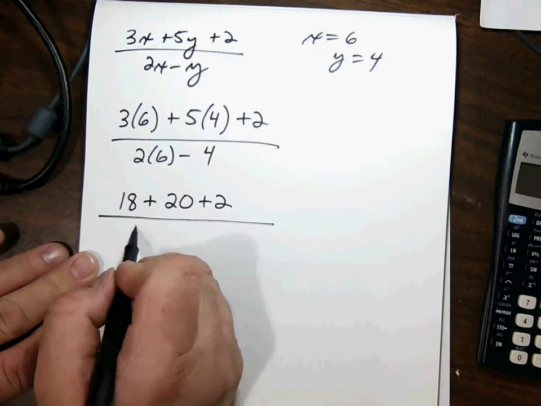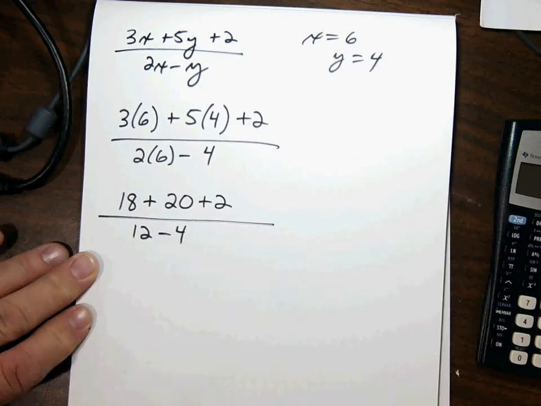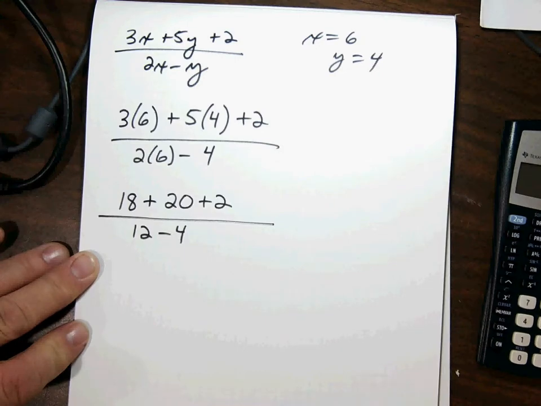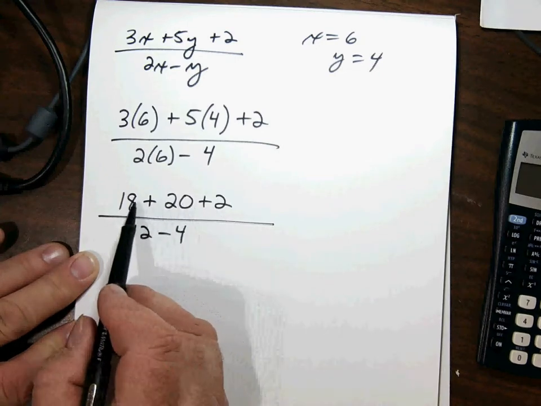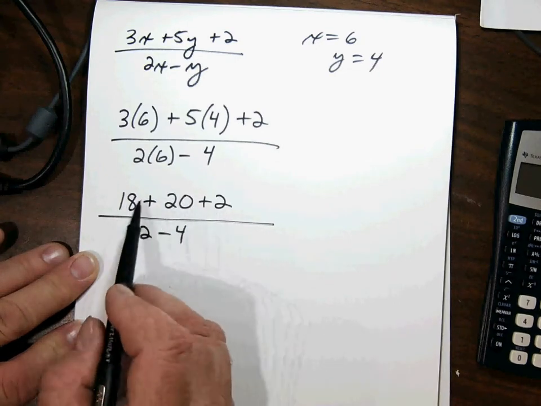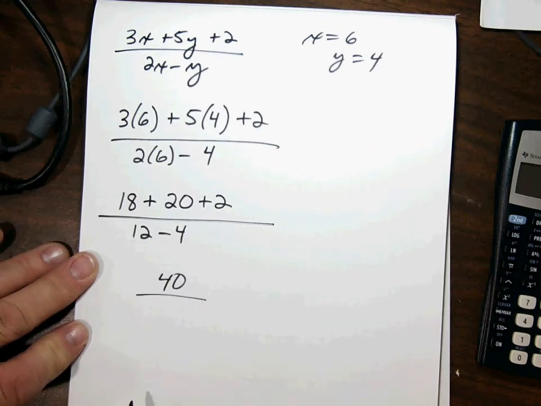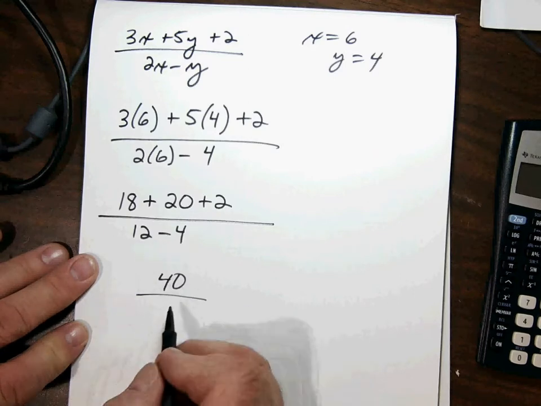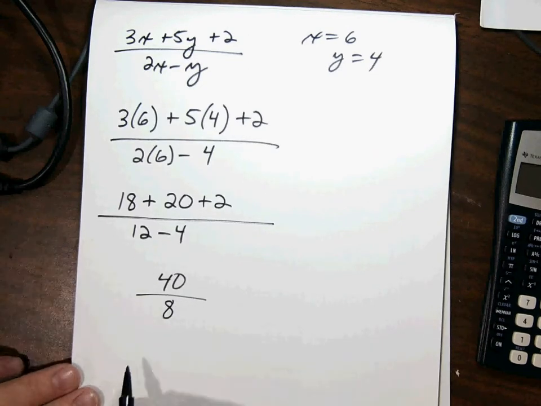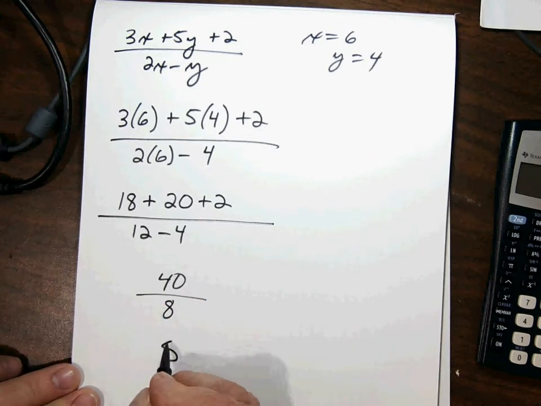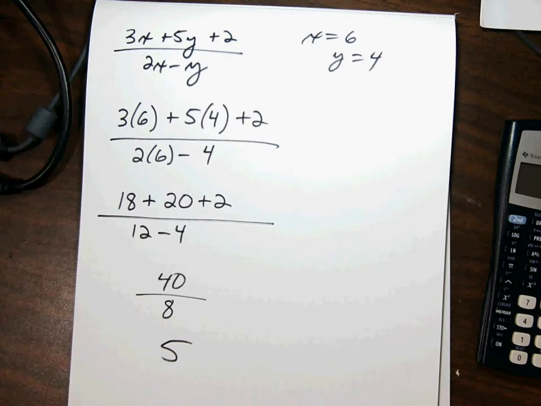6 times 2 is 12 minus 4. So I knocked out all those multiplications first. Now I've just got a bunch of additions here. If you look at this, the whole numerator is going to add up to 40. 18 plus 20 plus 2 is 40. The denominator subtracts into an 8, and then I can finally do this division and get a nice 5 out of the deal. Alright, sweet.